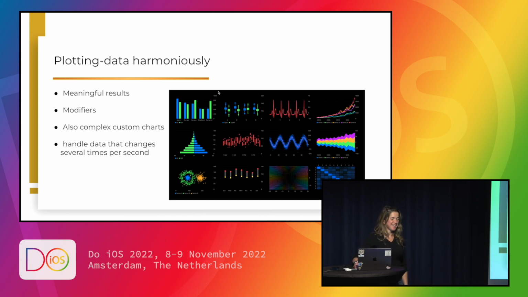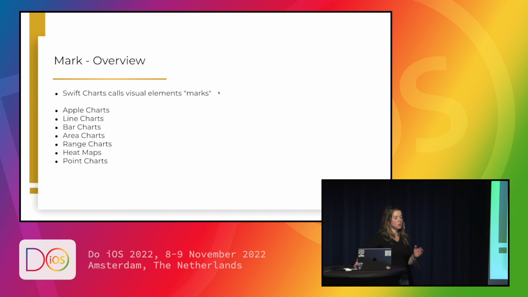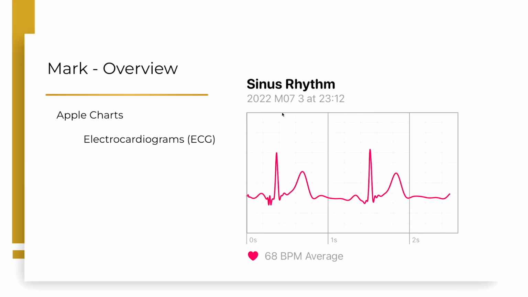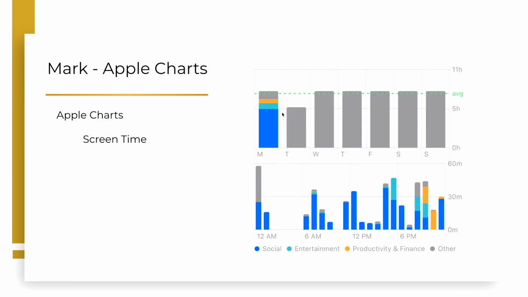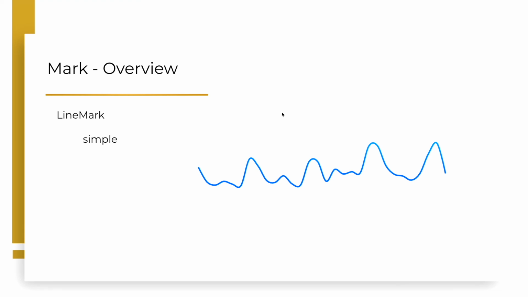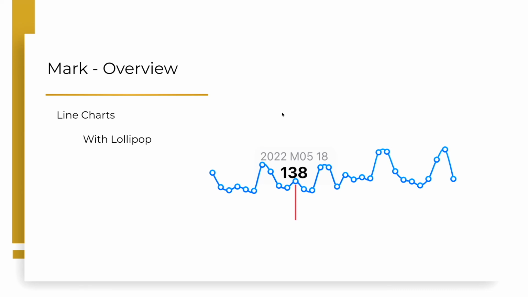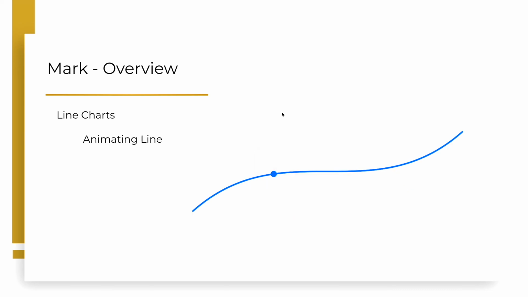I will give an example, and also give an overview of what are called marks. So in Swift Charts, all the visual elements are called marks, and here are the different types of charts. I will show you all the different charts which are currently possible. So the one called Apple charts, and for the iPhone storage, the screen time, a simple one, and also with references on it, you can give.